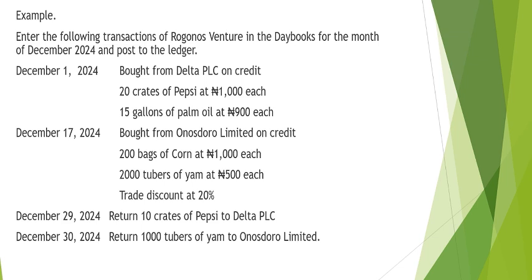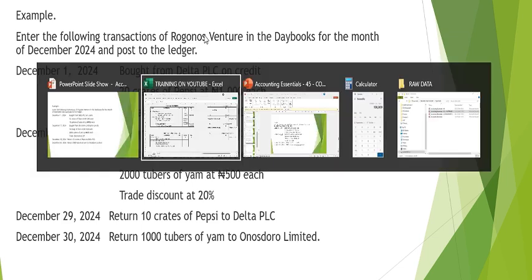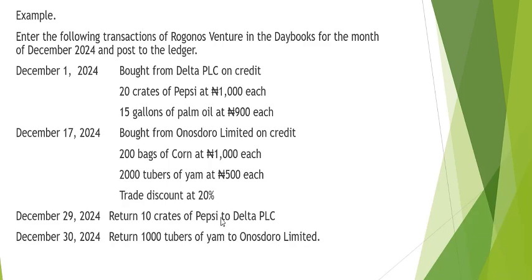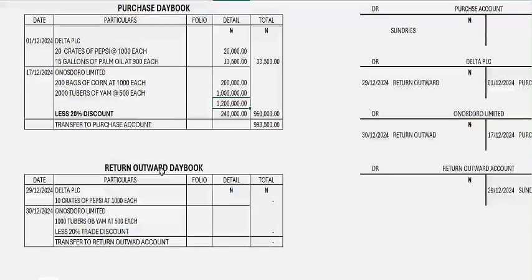Now we are returning back to Delta PLC, so we go to the return outward day book, 29th of 12, 2024, Delta PLC, which is the company we are returning to. I have 10 crates of Pepsi at 1,000 naira each. How do I know it's 1,000? If you go back to the first, you see that it was 1,000 naira. So 10 times 1,000 will give us 10,000. That's the transaction for that day. You add it up and bring it back to the total column.